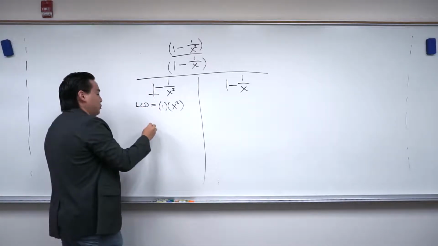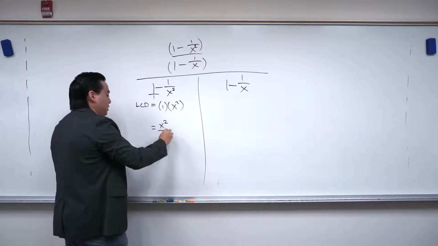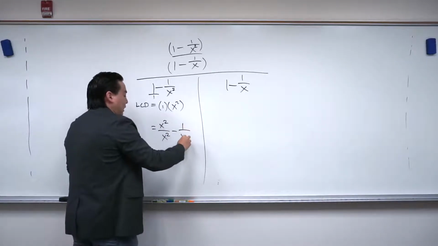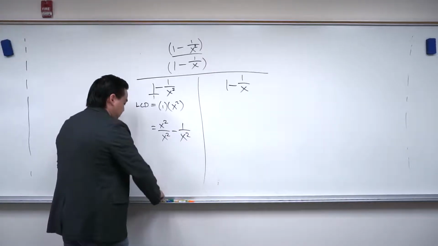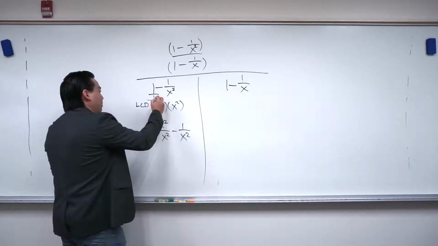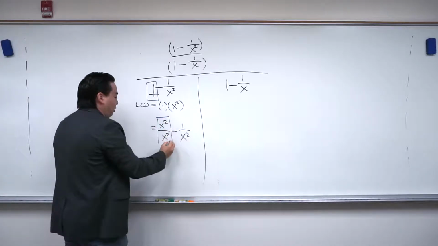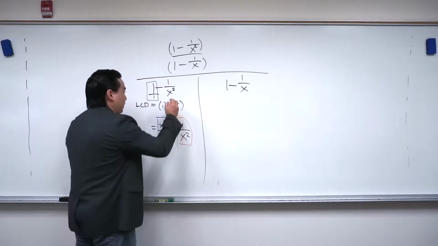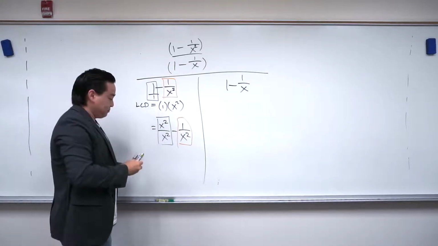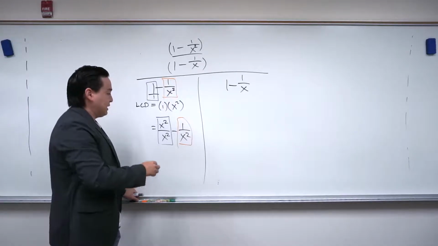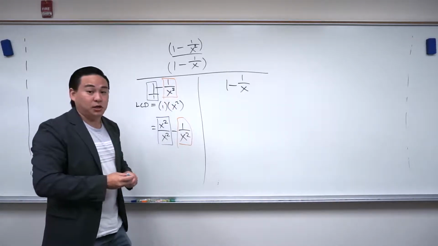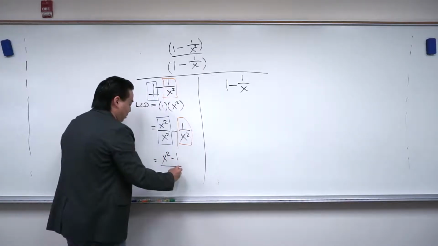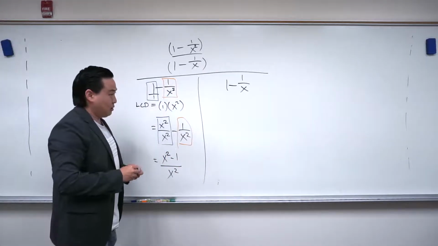What's missing in the first one is x squared. So you need to multiply the top and bottom by x squared and keep the other one. So this right here is this first part, and that part is the second. Now that they have the same denominator, we can add or subtract the top and keep the bottom. So this gives us x squared minus 1 all divided by x squared.